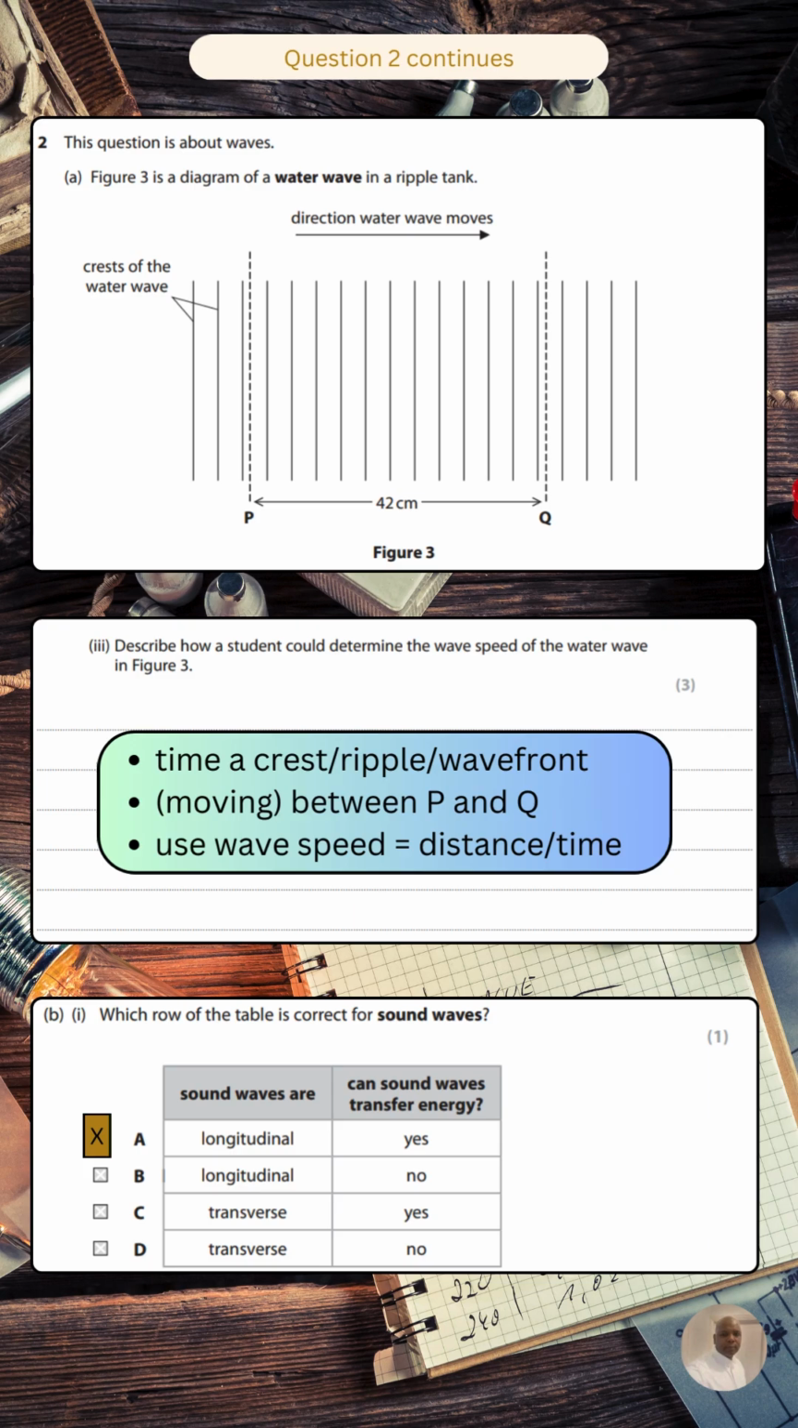The correct answer for that part is A, because it is longitudinal. There's no wavy situation taking place, so you don't see the waves that would make it transverse. And yes, it can transfer wave energy. So the answer will be A for that option.